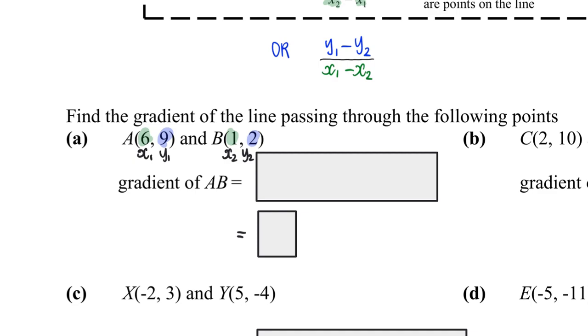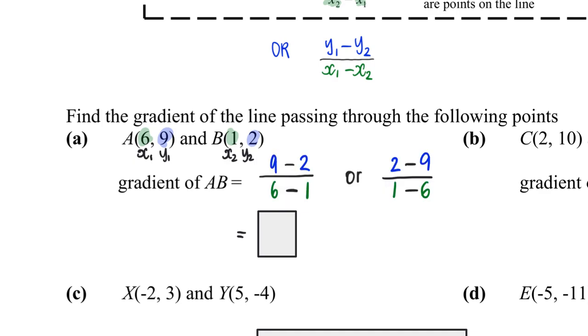So my y1 minus y2 over x1 minus x2, or y2 minus y1 over x2 minus x1. Then you will see the following working: 9 minus 2 over 6 minus 1, or 2 minus 9 over 1 minus 6. And when you press the calculator, both will give you the same answer, 7 over 5, and you could leave your answer as such.